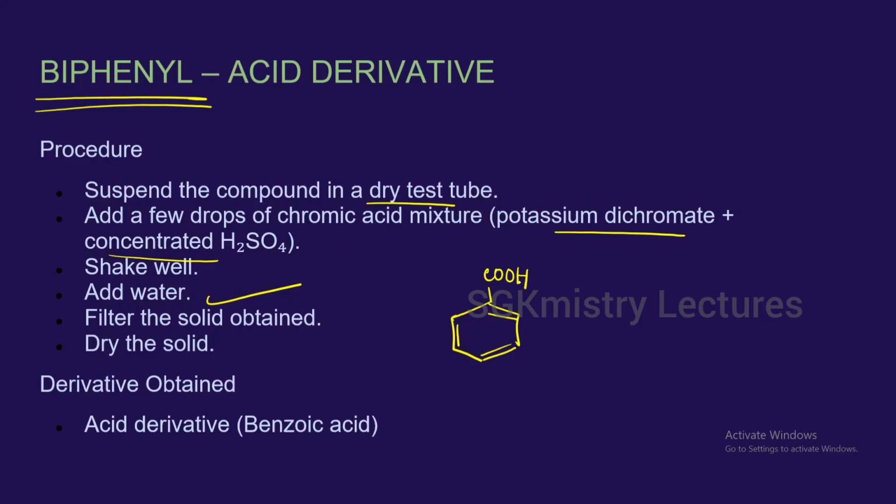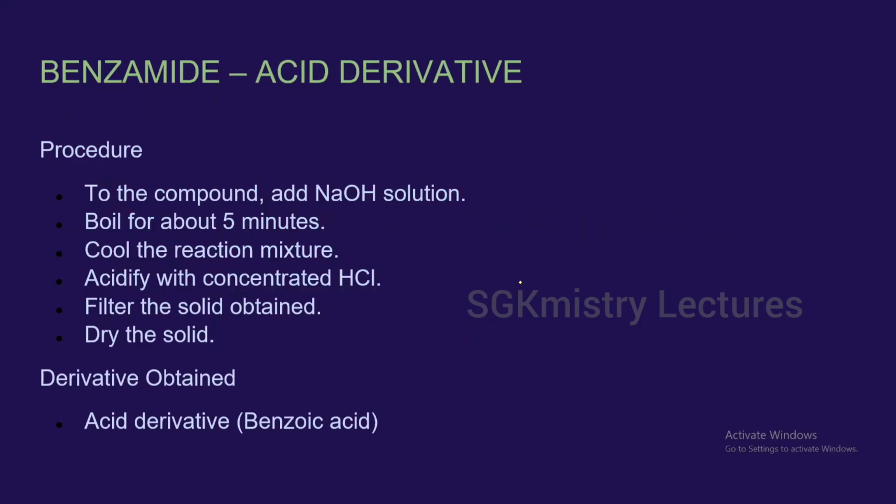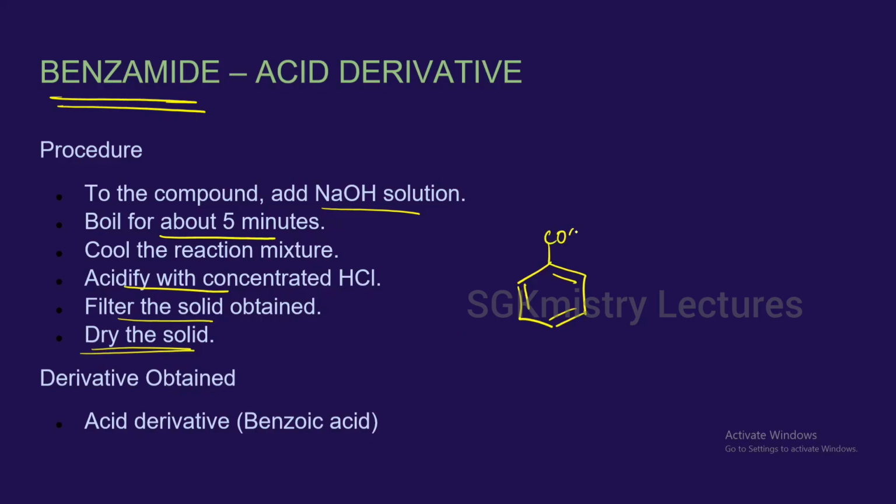So this is the structure of the derivative here. Next, suppose benzamide is the compound that is given to you. Again, you're going to prepare the acid derivative. To the compound, you're going to add NaOH solution. You're going to boil it for 5 minutes. Now you're going to cool the reaction mixture and acidify with concentrated HCl. So again, whatever benzoic acid has crystallized out or separated out, you're going to filter the solid, dry it, and keep it for inspection. So here also the derivative that is obtained is benzoic acid.